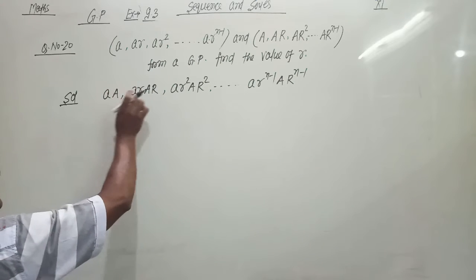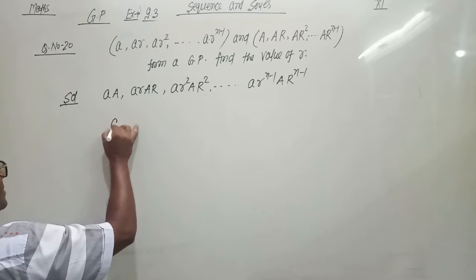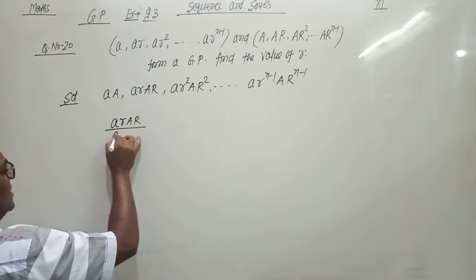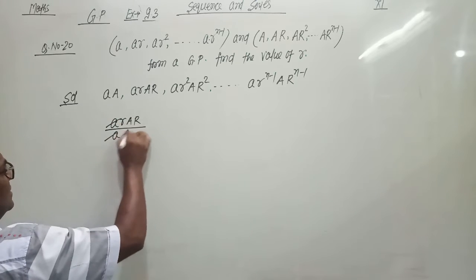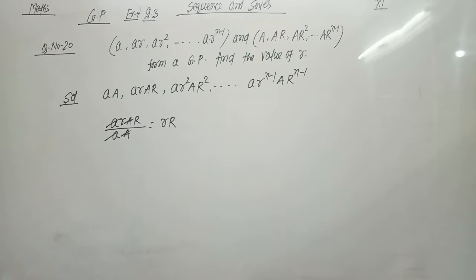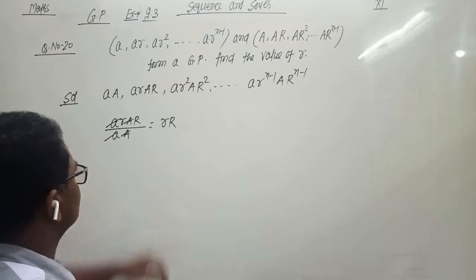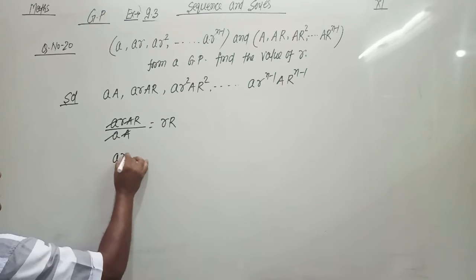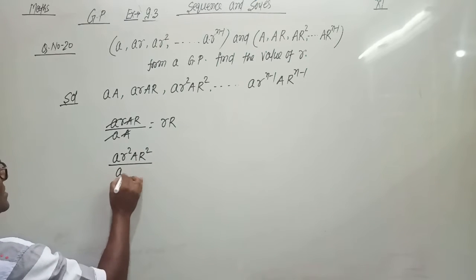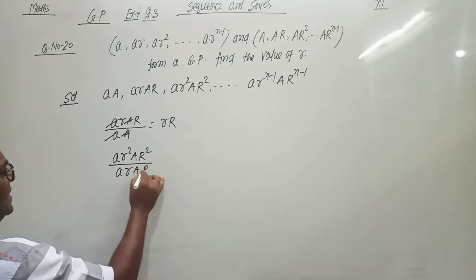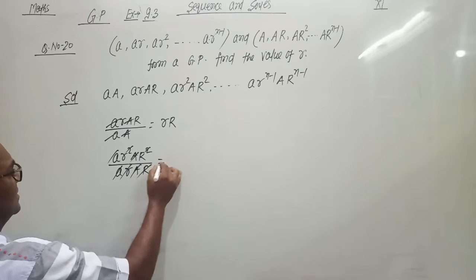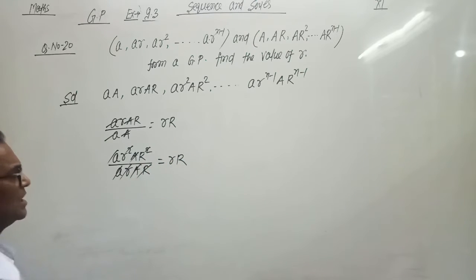So divide the second term by the first term: ar into capital AR upon a into capital A. So it gives small r into R. Now divide the third term by the second term: ar square, capital AR square upon small ar, capital AR. A cancels, r cancels, capital A cancels, R cancels. Again there comes r into R.